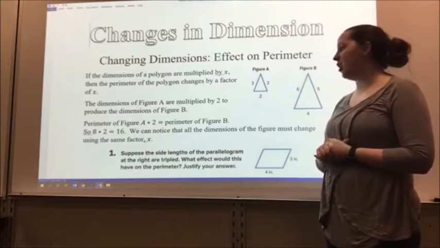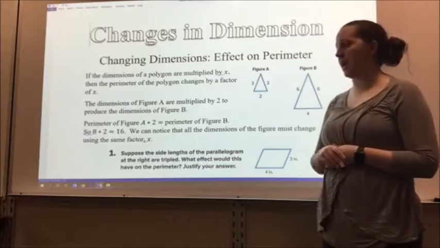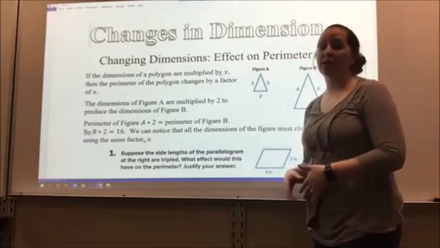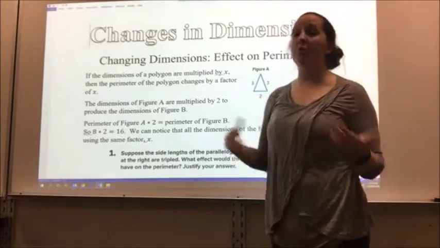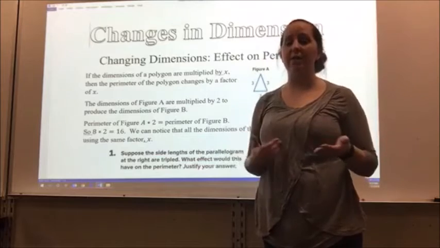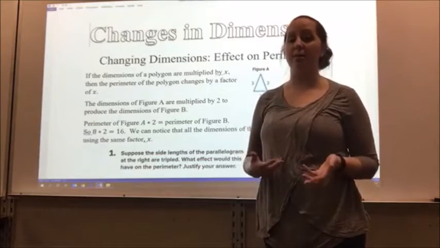So we can notice that all the dimensions of the figure must change using the same factor. So you can't have 3 be multiplied by 2 and then 2 be multiplied by 3. It won't actually give you the same dimension. They won't be similar figures.